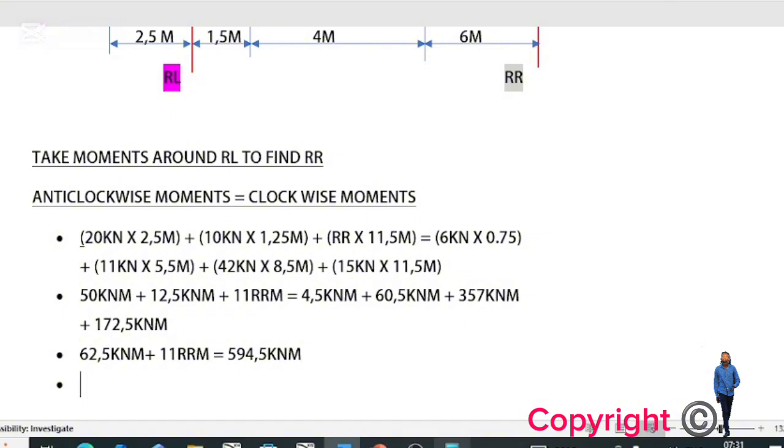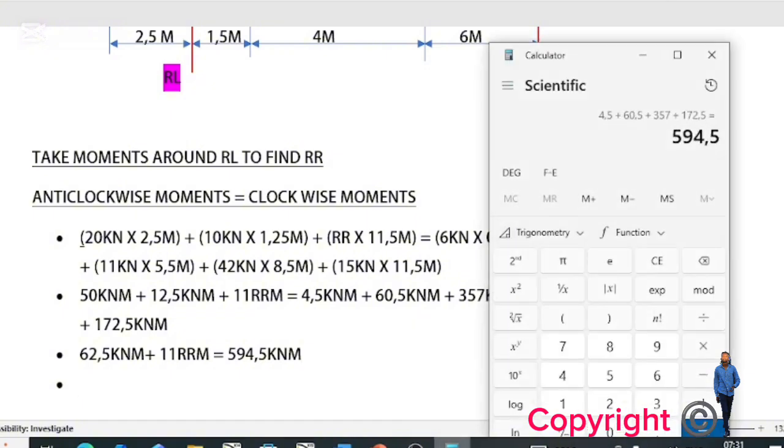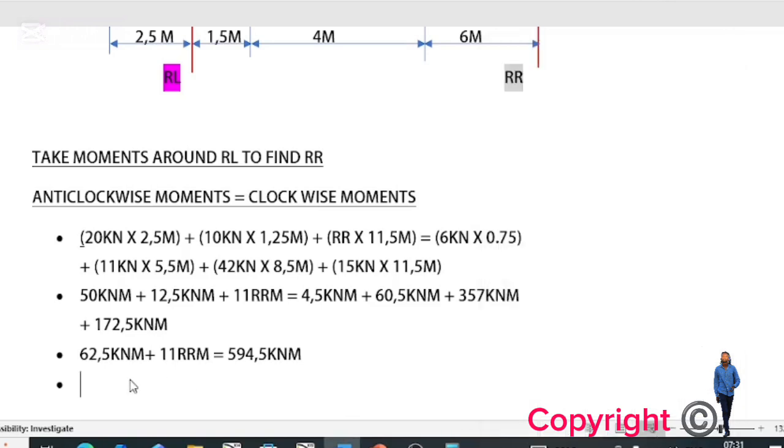Then here I'm going to do it like this. It will be 594 minus 62,5. How much? 532. This one is 532.